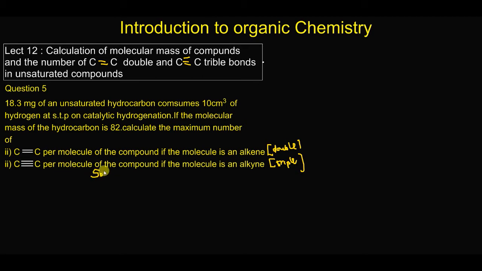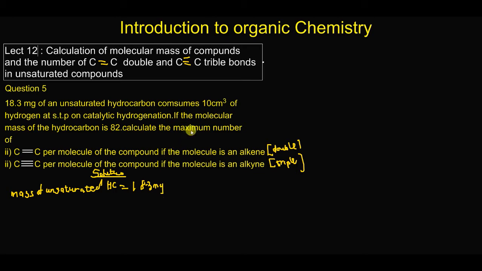In the first one, let's write the data as chemists always do. We always have to write the data to follow. So here we have the mass of the unsaturated hydrocarbon. Let me just write the mass of the unsaturated hydrocarbon is equal to 18.3 milligrams.